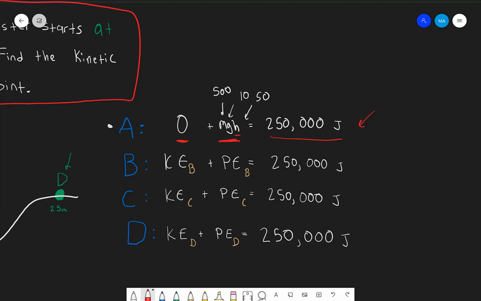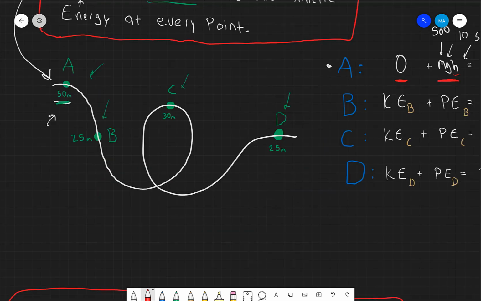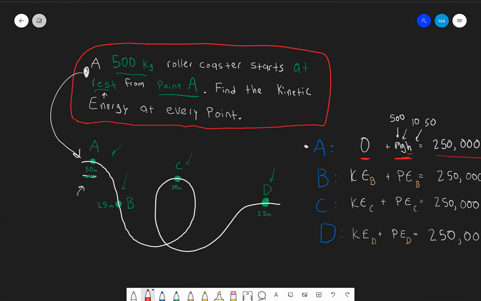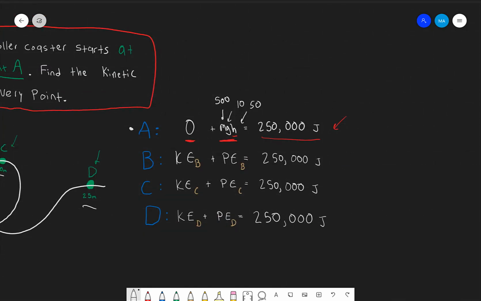That's the same everywhere. Now, if you look at this roller coaster right here, it says find the kinetic energy at every point, and notice that at every single point we have the height. That's important. We have the height at every single point. So if we have the height, then we know the h of the mgh, and we can figure out the potential energy for every single one of these. So let's figure out the potential energies at every point.